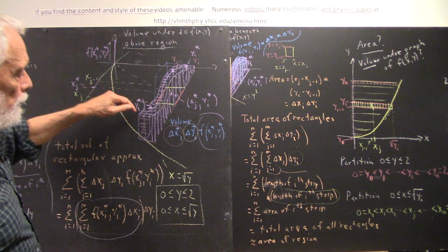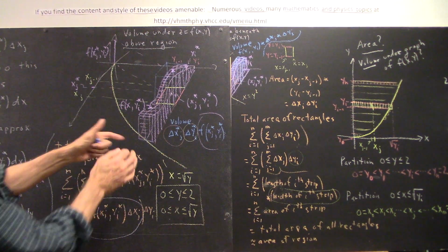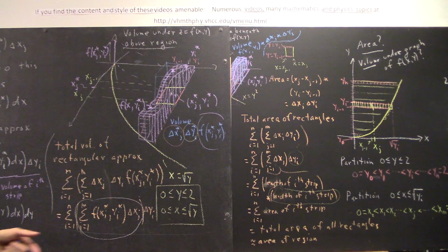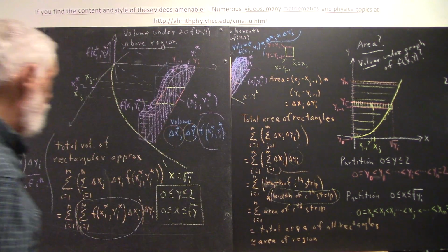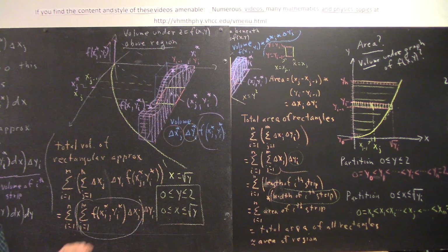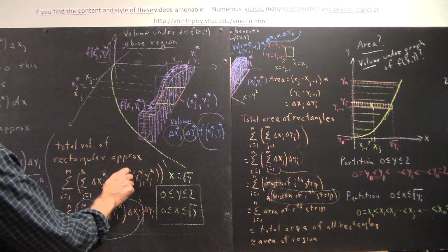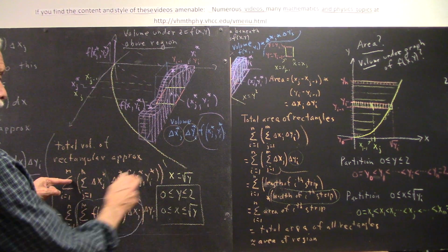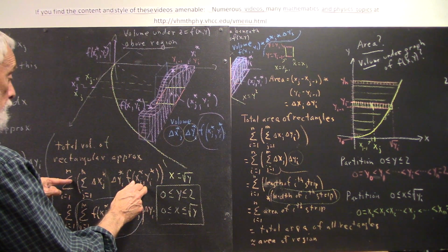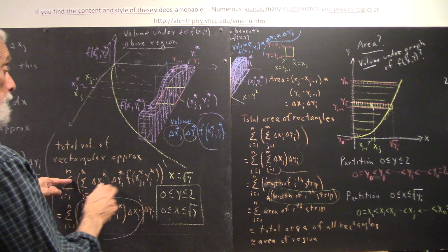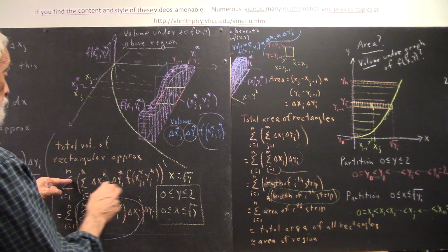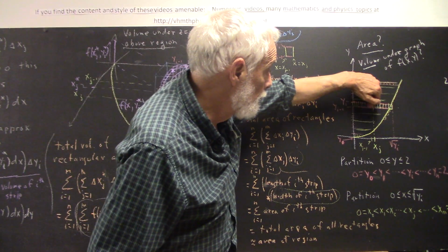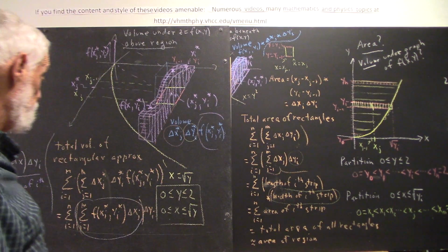Okay, well, the total volume then of our entire rectangular approximation for the entire region in the xy plane, the entire region that we started with here, is going to be what I've written here. Okay, what have I got here? I've got the area of a typical rectangle. Okay, the area corresponding to a typical rectangle. The area above a typical rectangle in this strip or in any other strip.